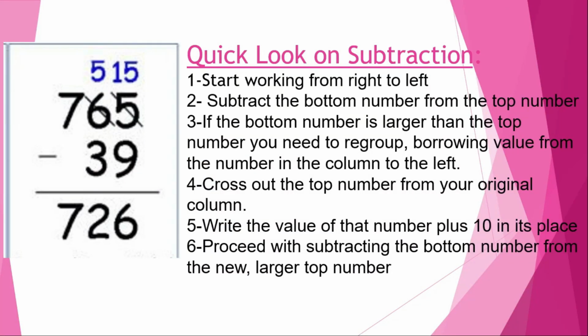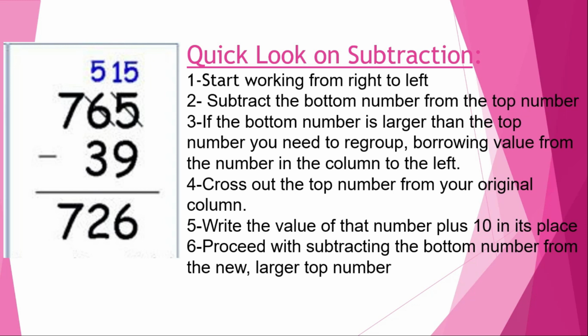Class, we have done subtraction in the previous classes. We will just revise it quickly. We always start working on the subtraction from right to left. It means we start from the ones place. Here it is the ones place. So we start subtraction from the 5. We always subtract the bottom number from the top number. Here is a 9, and from the top number, here is the 5.